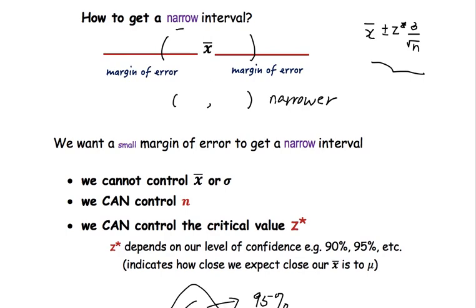We go back to the formula. We ask ourselves, in this formula, what are the things that I have control over? What are the things that I don't have control over? We don't have control over the sample mean because of randomness, and we don't have control over the population standard deviation. It's kind of given. But we have control over n, the sample size. We can select a bigger or smaller sample. And we also can control the critical value, z star.